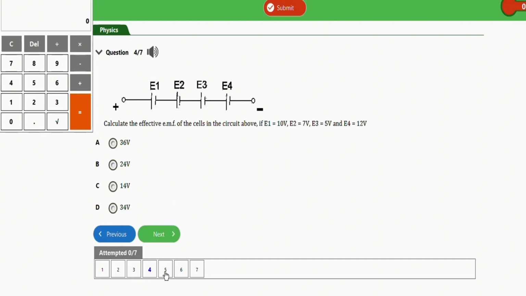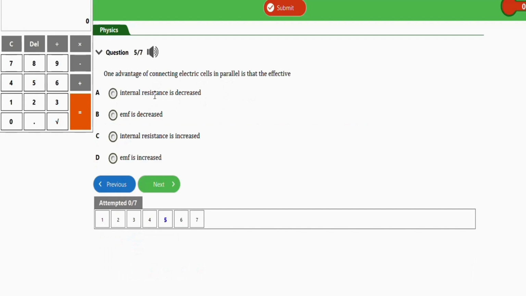Next question will be this one. It says one advantage of connecting electric cells in parallel is that the effective internal resistance is decreased, EMF is decreased, internal resistance is increased, EMF is increased. So the correct option is option A, which is internal resistance is decreased.